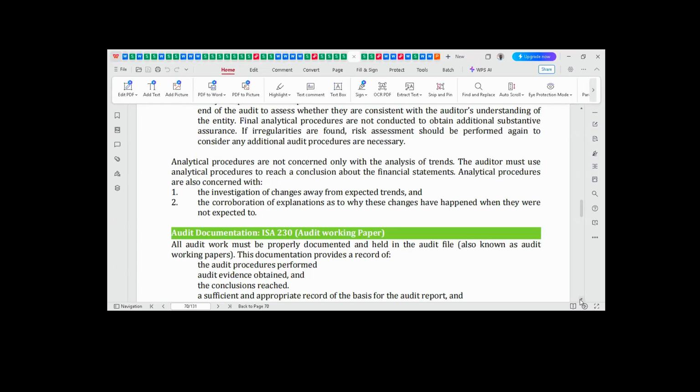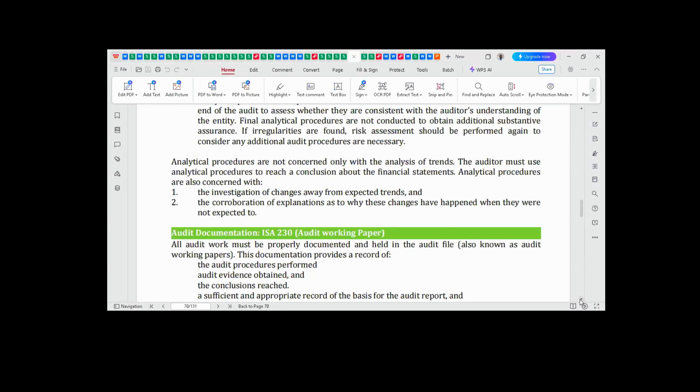Now, this is very, very crucial in any audit. Without audit documentation, there is no evidence to show that the audit has been completed. So it's a very vital aspect of the audit engagement, audit documentation. Now, the audit documentation provides a record of the audit procedures that have been performed, all the audit procedures that have been performed.